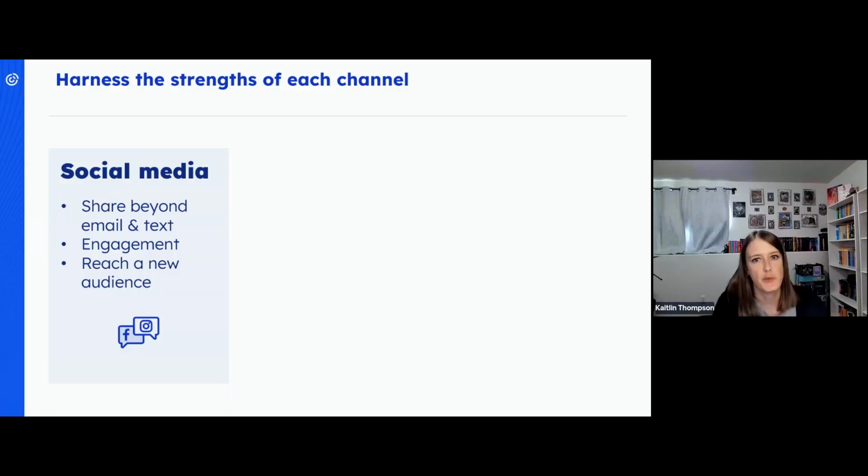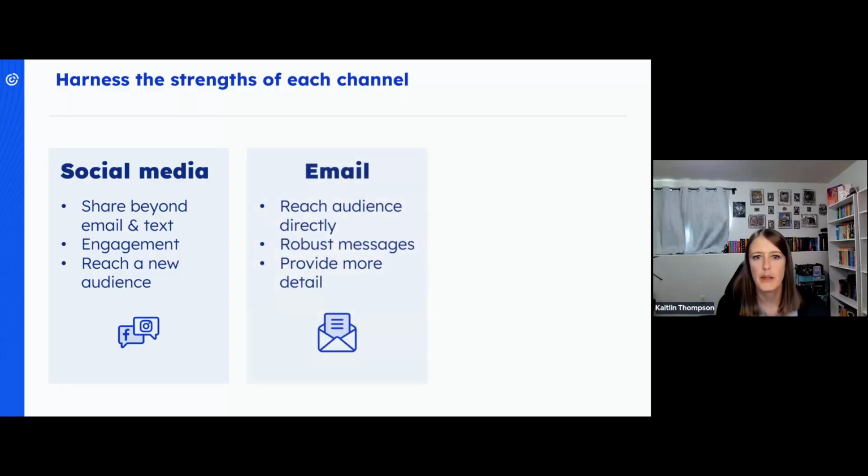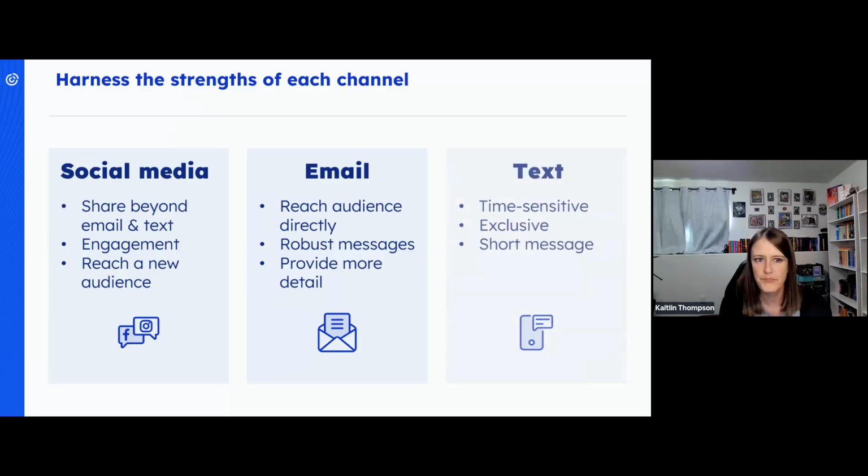So, for example, with social media, you want to use this when you want to get beyond your email list and your text list. You're looking to drive engagement, reach new people, and you're doing it in public. And then with email, you want to use this when you need to reach your audience directly. Also, if you have a more robust message to share, if you need to share more detail, more text, more pictures, links, things like that, that's what email is good for. And then text is good for when you have something immediate or exclusive to share, and something that can be communicated in a short message as well.